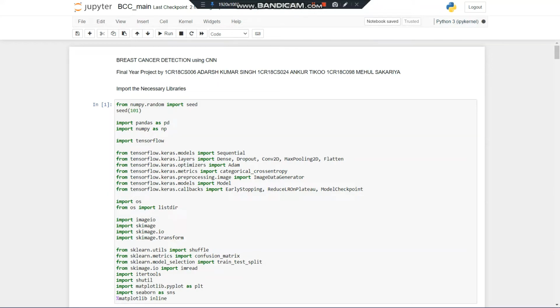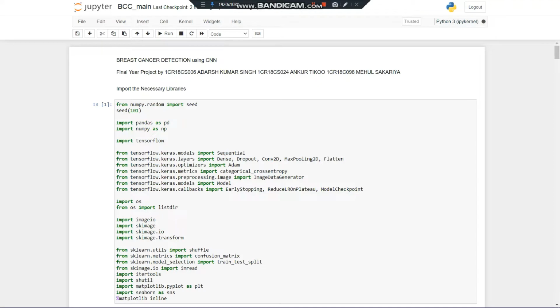Hello everyone, this is Mehul Sakariya presenting to you the final year project titled Breast Cancer Detection using CNN. This project has been developed with two of my teammates, Ankur Tikoo and Adarsh Kumar Singh. So let's begin with the walkthrough of the code.